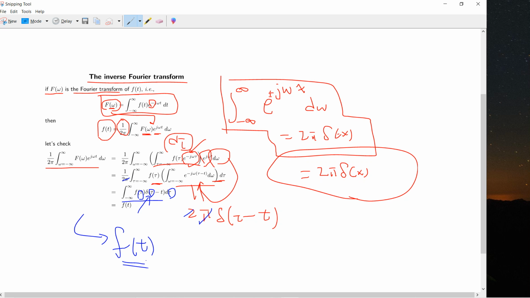Okay, so that's the quick proof of the inverse Fourier transform theorem. Basically, you start from f and you do the Fourier transform. You get capital F of omega, and you do the inverse. Then you get back this f of t.